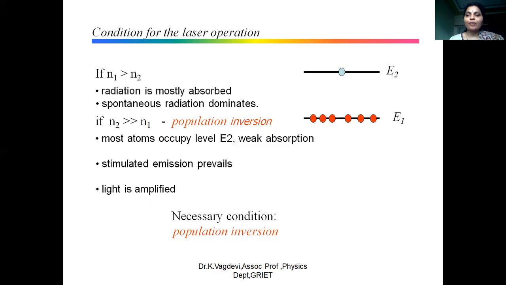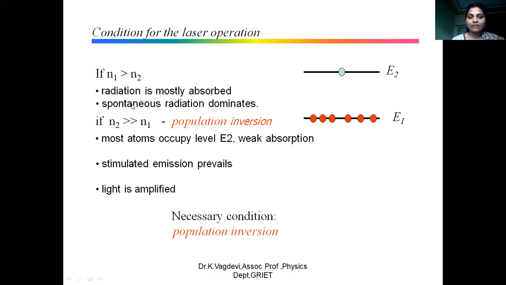N2 is nothing but the population in the excited state. So to get the laser light, we have to get the inverted state of population. That means the excited state should have more number of atoms or electrons when compared to the atoms present in the ground state. Suppose these are considered as the number of atoms, usually N1 will be more. N1 is the number of atoms in the ground state, and N2 is the number of atoms present in the excited state. So usually N1 will be greater than N2.